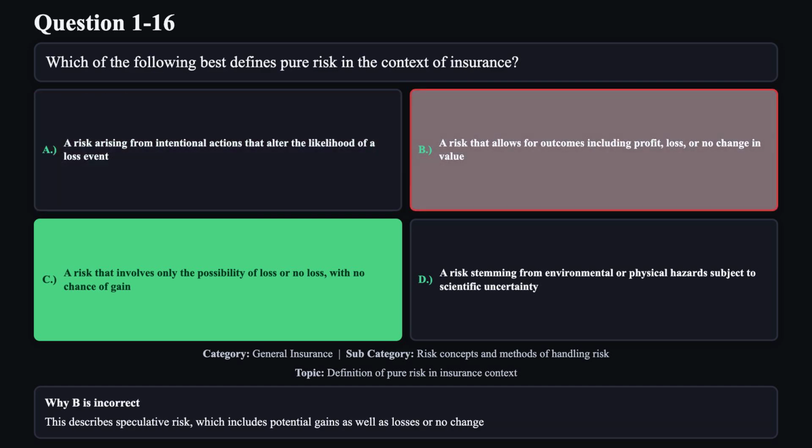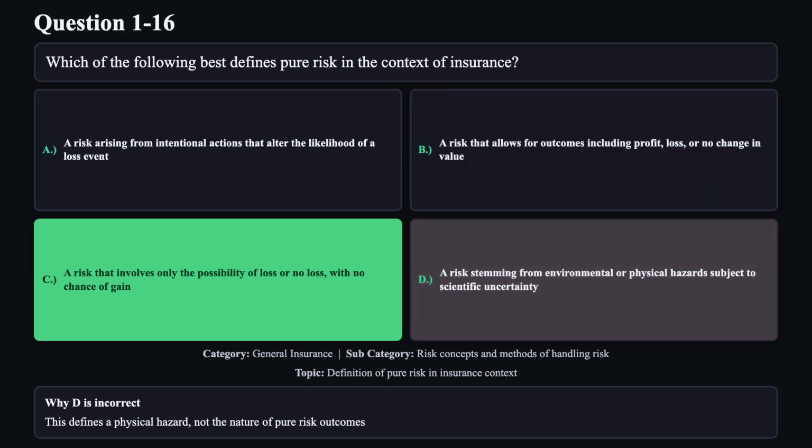Reason B is not correct. This describes speculative risk, which includes potential gains as well as losses or no change. Reason D is not correct. This defines a physical hazard, not the nature of pure risk outcomes.